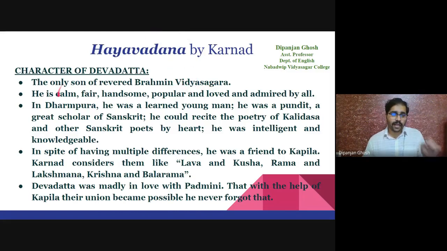Now, in the next point, we will see that here it has been mentioned that he is calm, obviously. He is fair, that is the complexion. He is handsome. I'm not stating handsome, this particular term, in reference to the present considerations of handsome. Here, I am trying to suggest that Devadatta is not actually handsome in its true sense, because the body was not in its proper form. Rather, Devadatta is attractive to some extent, not from body, but from brain, that's from attitude, you see. So calm, fair, and handsome.